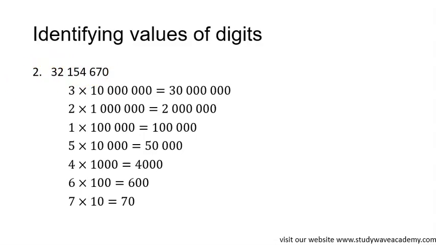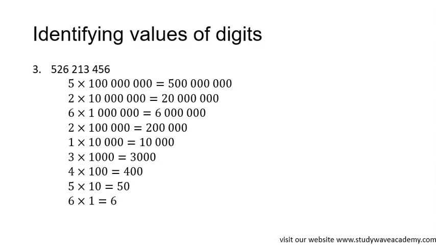Good. Now let's look at the last number. Let's identify the values of the digits in 526,213,456 using the place value system. So now 5 is in the 100 million place, right? So its value is 5 times 100 million. Then the next digit 2 is in the 10 million place, so its value is 2 times 10 million, which is going to give you 20 million.